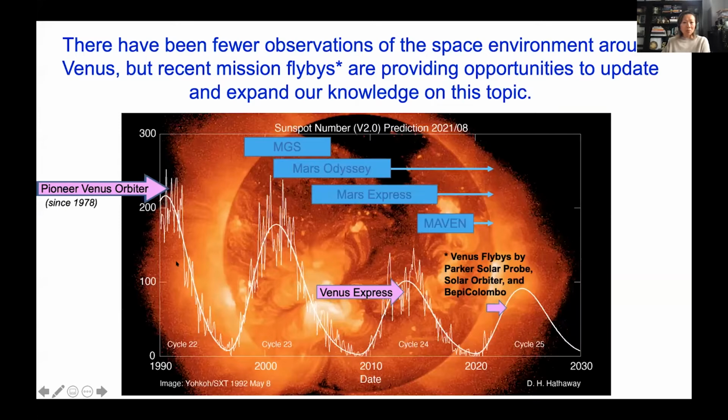Okay, there have been fewer observations made of Venus on space weather activity and impacts on the planet, starting with Pioneer Venus Orbiter, which was in orbit since 1978, and then it ended in the early 90s. And then we also have Venus Express. Of course, we're taking advantage of the mission flybys right now around this planet. So, for example, Venus flybys from Parker Solar Probe, from Solar Orbiter, and also BepiColombo, which is I think happening soon, if not already passed. And these flyby missions will add a lot more information to our knowledge about impacts of space weather activity at this planet.